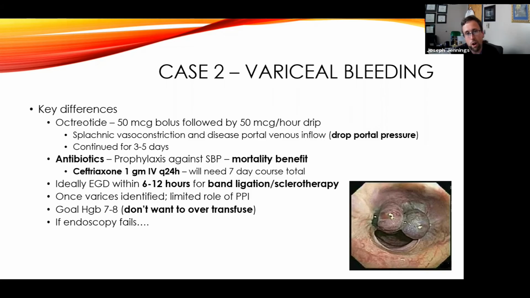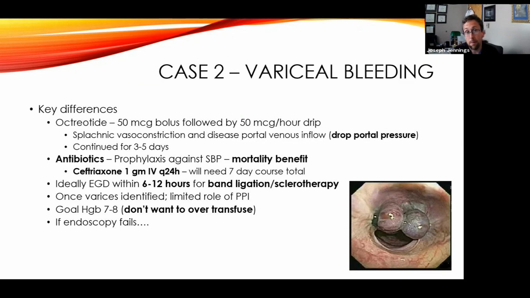Eventually that band falls off, the tissue falls off, and there's an ulcer there, and then that ulcer heals. But now that vein, where blood flow is rerouted due to the portal hypertension, has been crushed down, and blood flow can't get back in there anymore. And so we stop the acute bleeding.